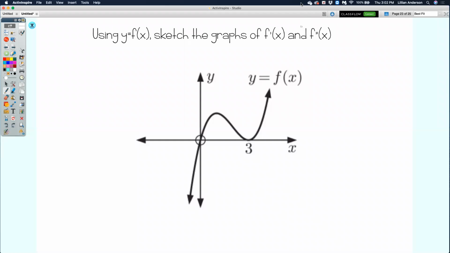So on your original function, hopefully you identified that there were two extrema. One here at that point, and then another one at 3. And remember, anytime that you have an extrema, whether it's a maximum or a minimum, that means that on your first derivative, you have an x-intercept, because that's where the first derivative is equal to 0.